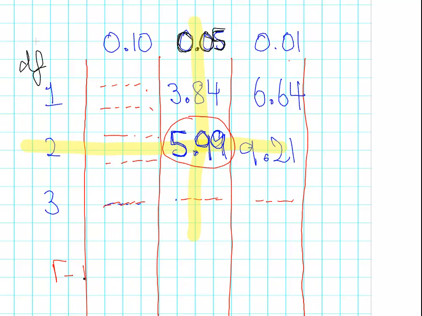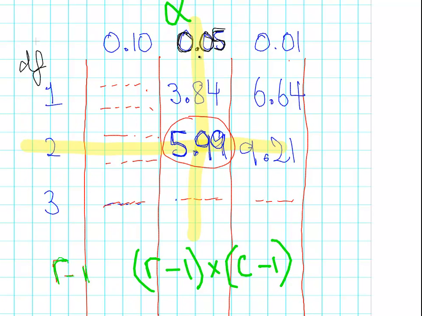So it's R minus 1. I'll just do this here in green just to remind us. R minus 1 times C minus 1 is the row, and alpha up here is the column. Okay, so that's it.